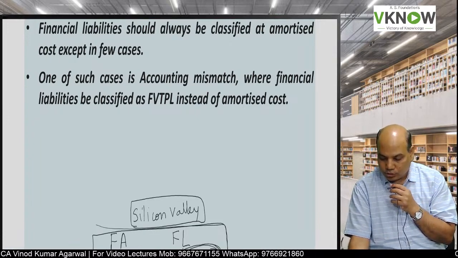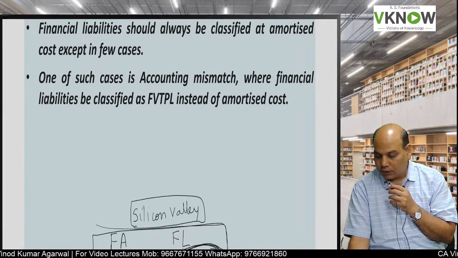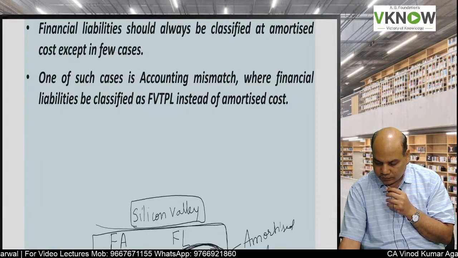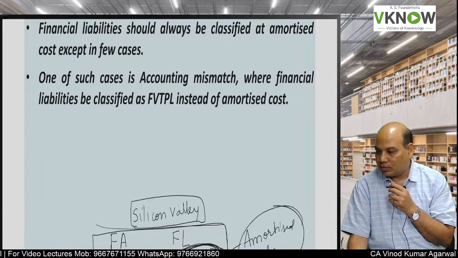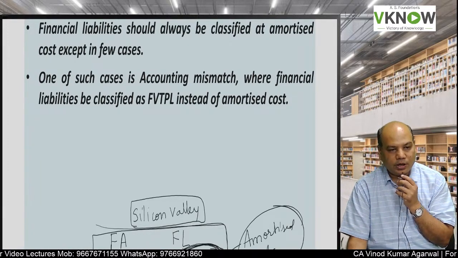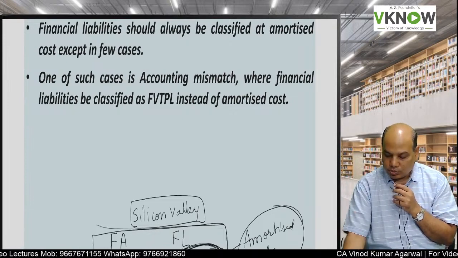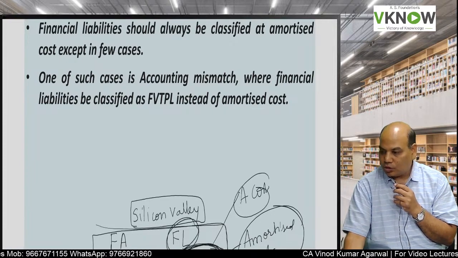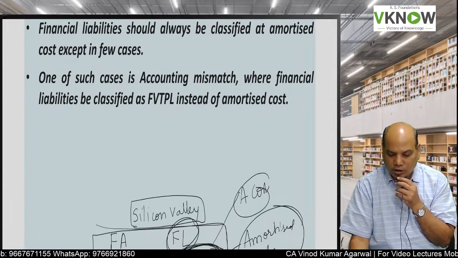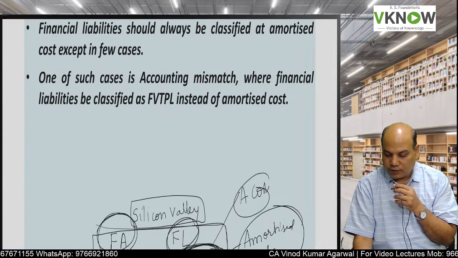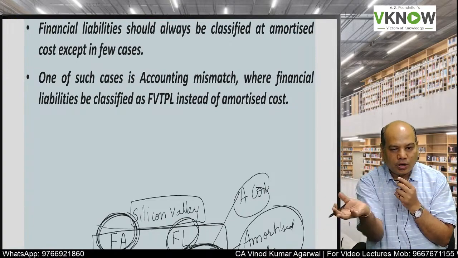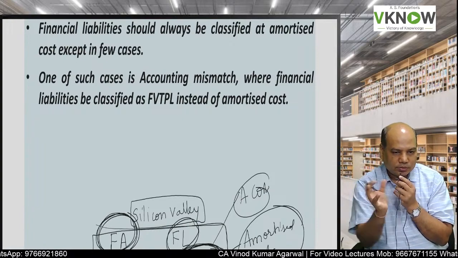If they follow amortized cost for the financial liability, then the fair value change of the liability will never go to P&L account, but change in fair value of the asset will go to P&L account. So P&L account will fluctuate.